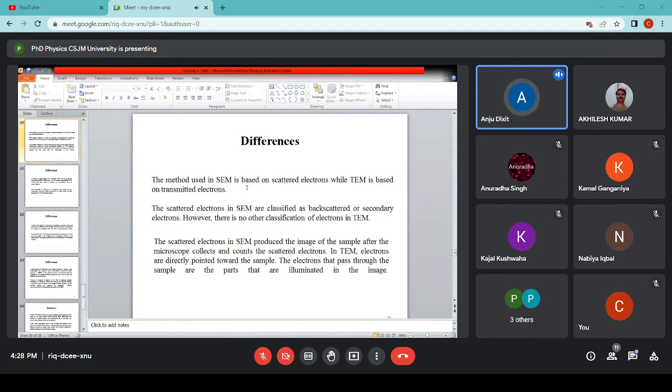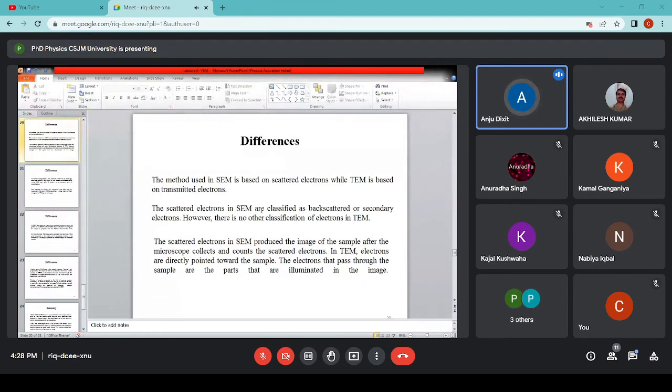The method used in SEM is based on scattered electrons while TEM is based on transmitted electrons as its name says. So the scattered electrons in SEM are classified as backscattered and secondary electrons. जो स्कैटर्ड इलेक्ट्रॉन है SEM में, जब SEM में इलेक्ट्रॉन बीम स्कैन कर रही है तो इसमें बैकस्कैटर्ड इलेक्ट्रॉन्स भी हैं, सेकेंडरी इलेक्ट्रॉन्स भी हैं, जिनका डिफरेंस मैंने लास्ट क्लास में डिस्कस किया था.